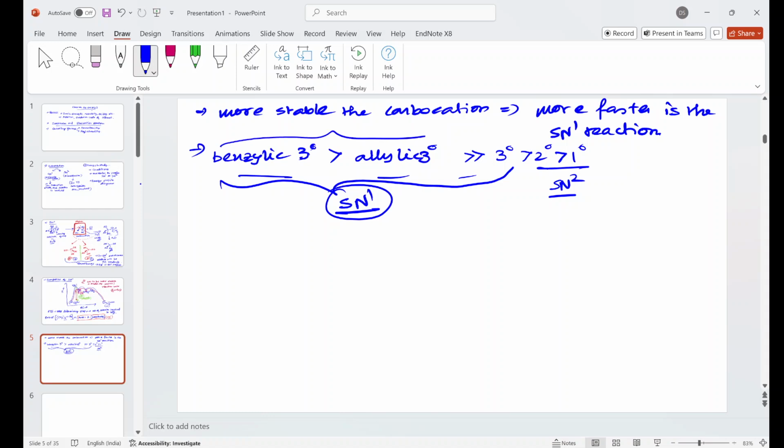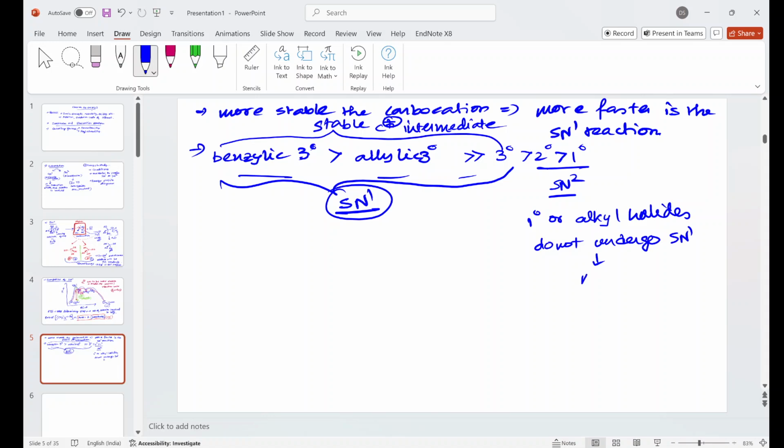So, carbocation intermediate. For the same reason, primary and methyl alkyl halides do not undergo SN1. No stable carbocation intermediate.